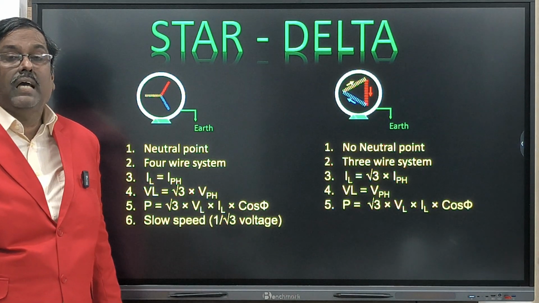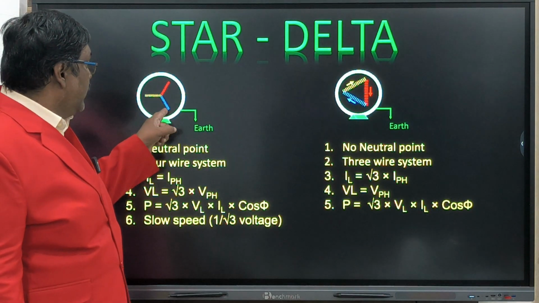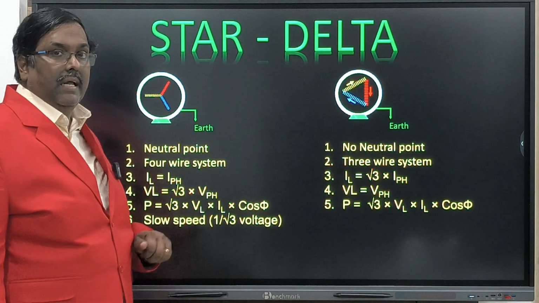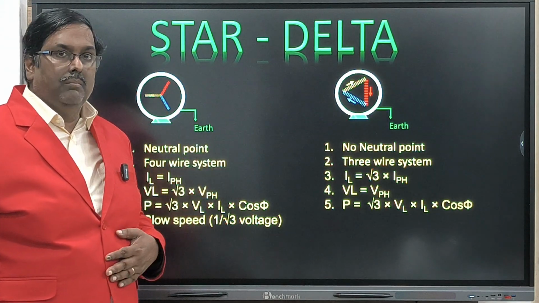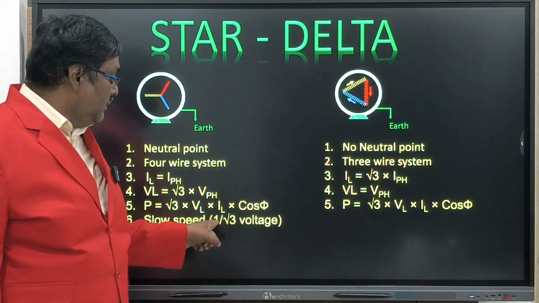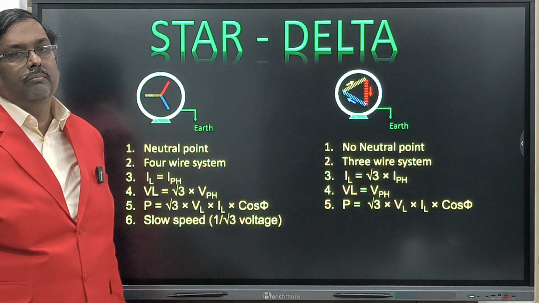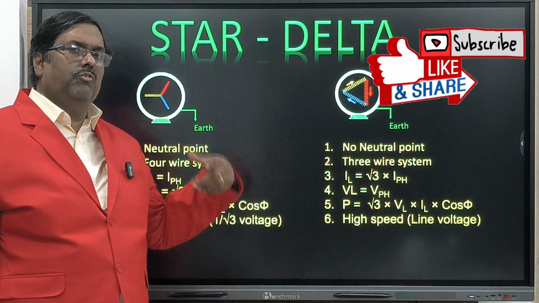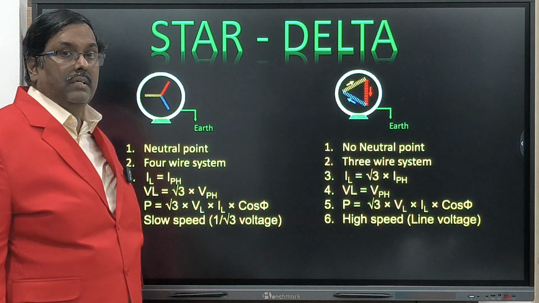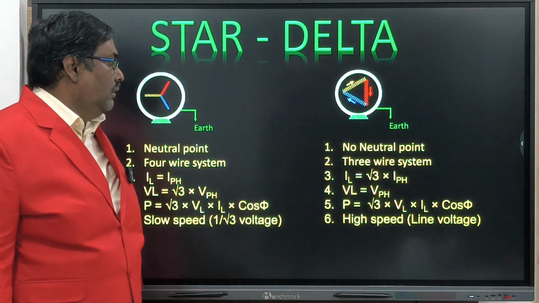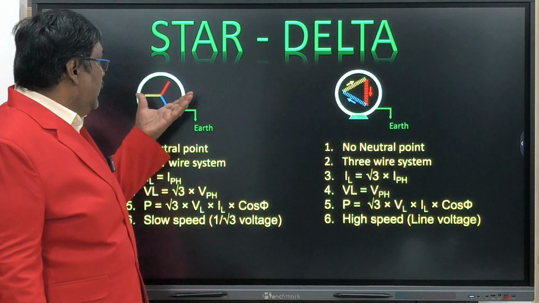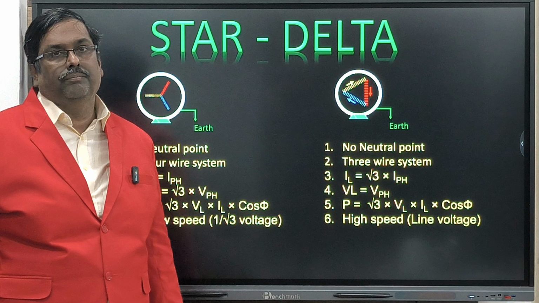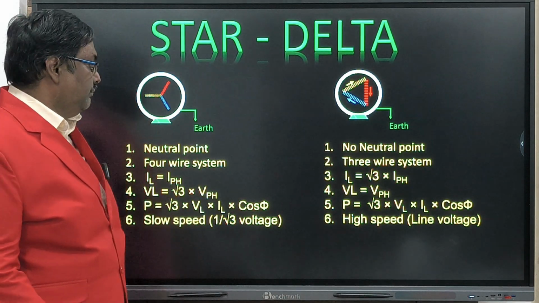Slow speed. Star is always slow speed because the line voltage is divided across 2 coils. The line voltage is distributed by 2 coils, so the voltage will be less. So automatically the RPM will be less. Okay. This is slow speed, by 1 by root 3 times. Okay. This one, delta, is high speed. High speed means full line voltage. So initially we will start from star. After picking up speed, we can switch over to delta. That is very easy with the contactors. That we will see in a future class.